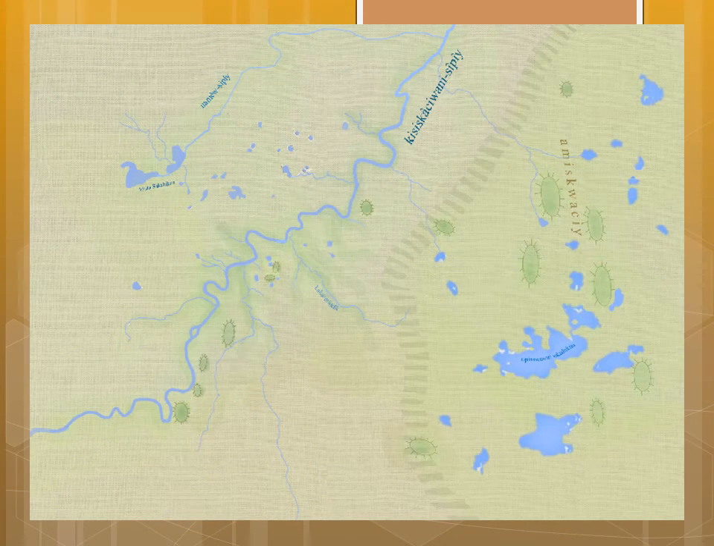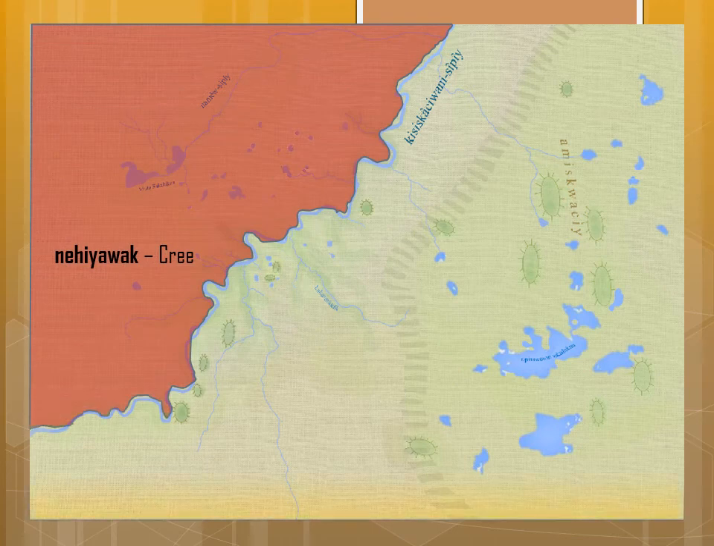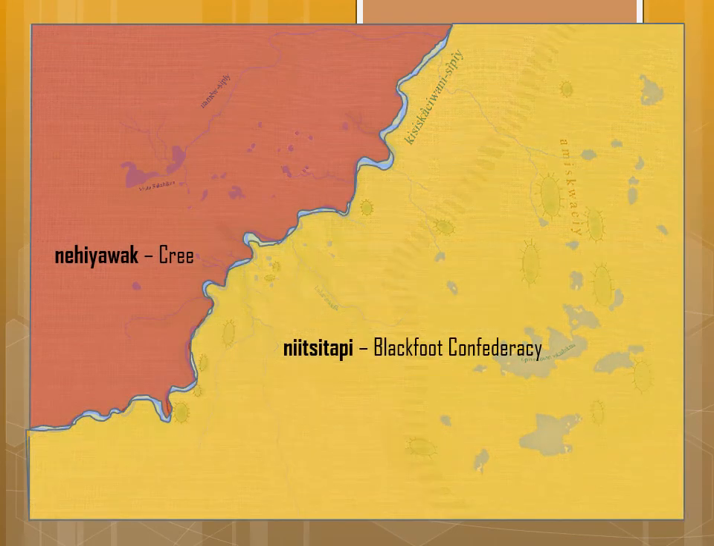The river that passes through our city also provided a geographical boundary, and in a very broad generalization, at the time of contact, the river separated the Cree, the Nehiyawak, on the north of the river from the Blackfoot, or the Niitsitapi, south of the river. Following the signing of the numbered treaties, the Red Deer River is now the new boundary between these nations.